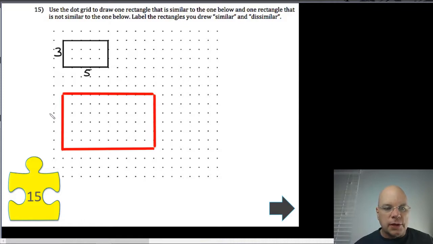And just as long as you put your units here, your dimensions, then even if you miscounted or something, I would know that you meant to scale it up by a factor of 2, and that would still count as correct. This is similar.